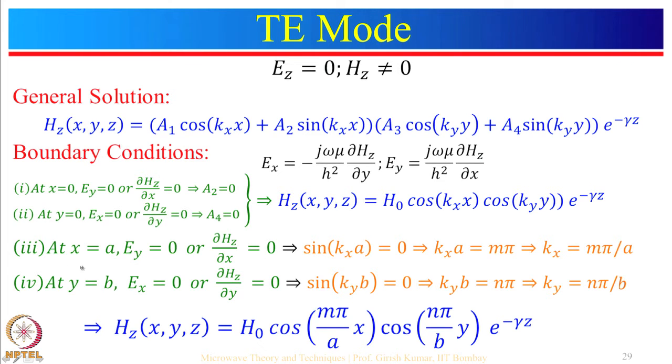Now apply the other two conditions. The third one is at x equal to a, Ey equal to 0, or we can say at x equal to a, del Hz by del x is equal to 0. So sin kx a will be 0. From here we will get the value of kx, which is m pi by a, where m is an integer. Similarly, if we apply this condition, then we will get ky is equal to n pi by b. Now by putting kx and ky in this equation, we will get Hz is equal to H0 cos m pi by a into x into cos n pi by b into y e raised to minus gamma z. So this is the longitudinal magnetic field in TE mode.